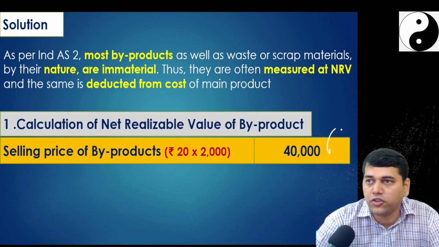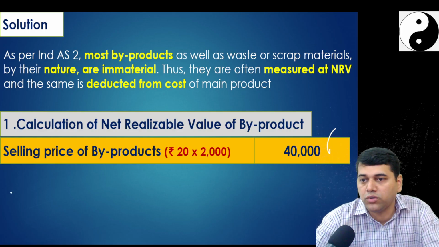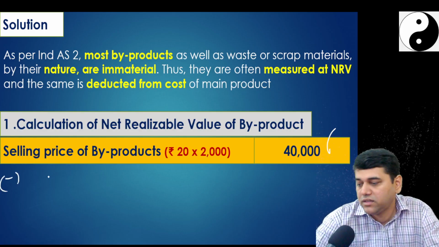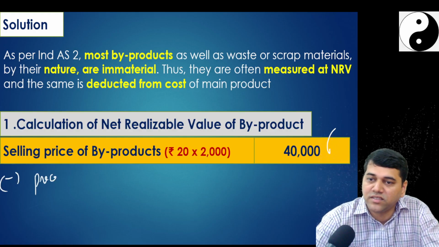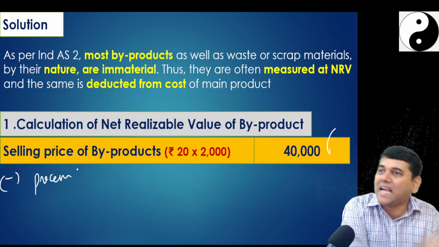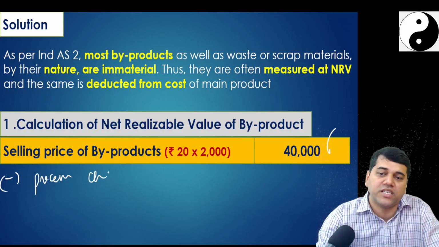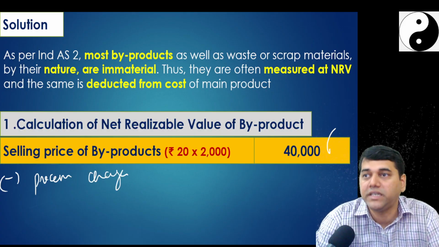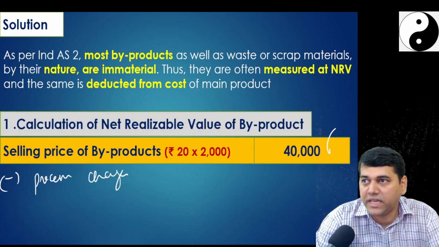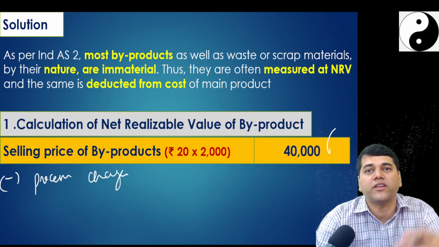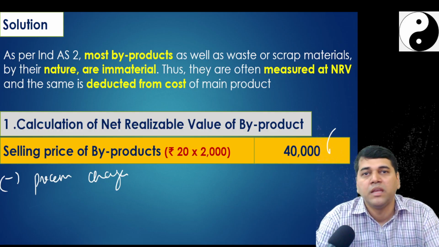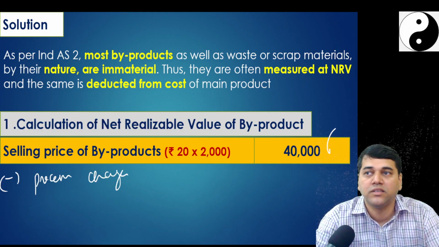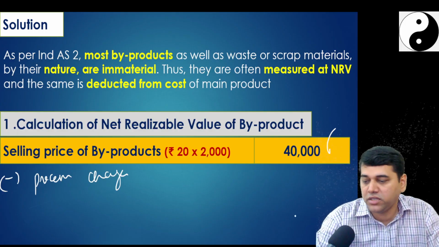Was this byproduct free of cost for you? No. What did you get from this? From the NRV, what can you deduct? Processing charges. You could not sell it as it is, because you had to process it a little further. When the byproduct came, you had to process it. Say for example, paper pieces came. Paper pieces you may not be able to sell as they are. You have to shred them and sell. So shredding charges, how much?